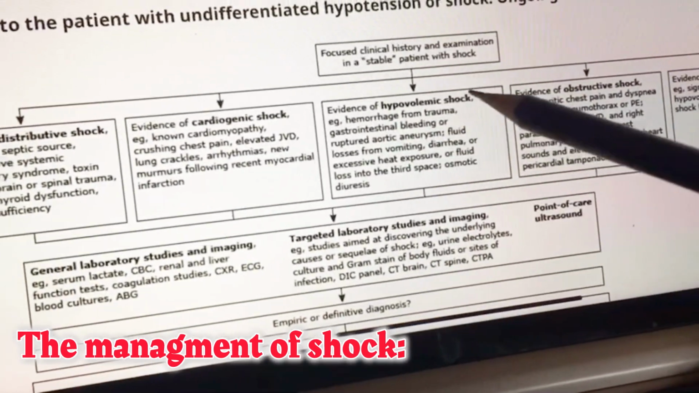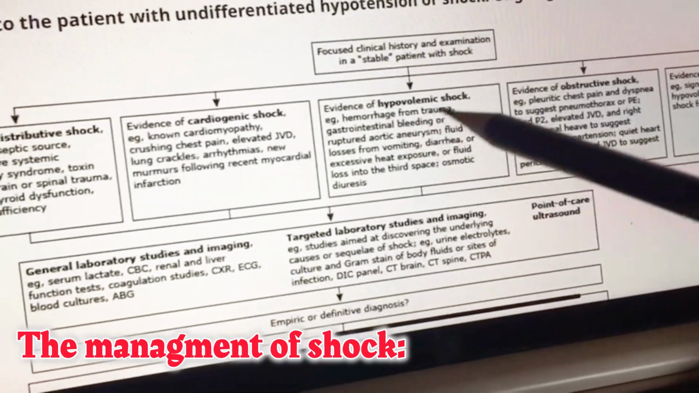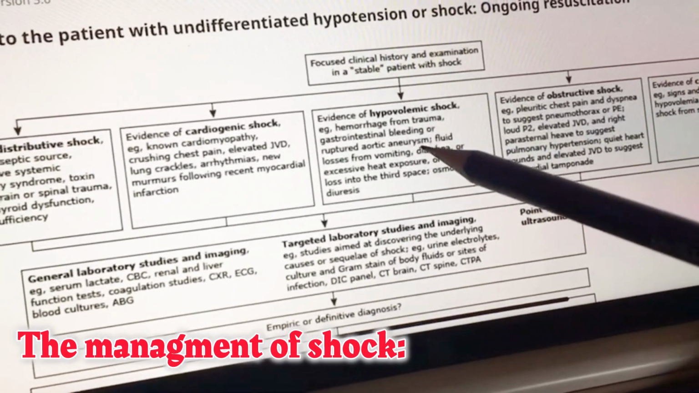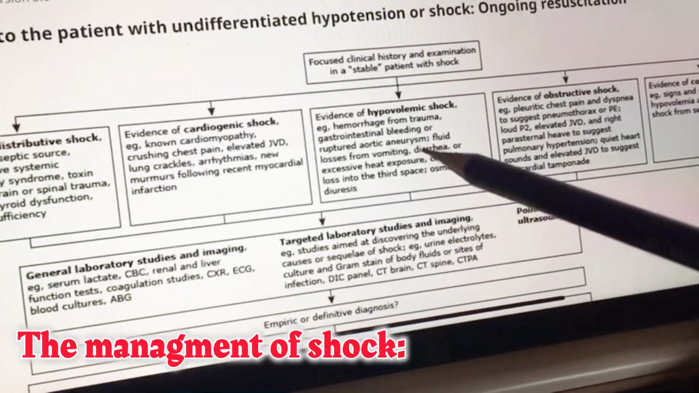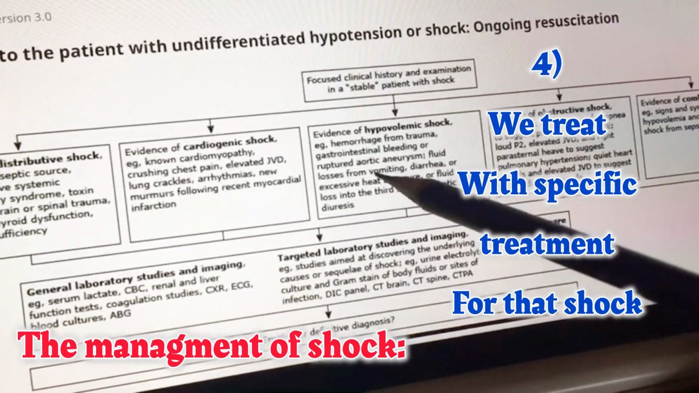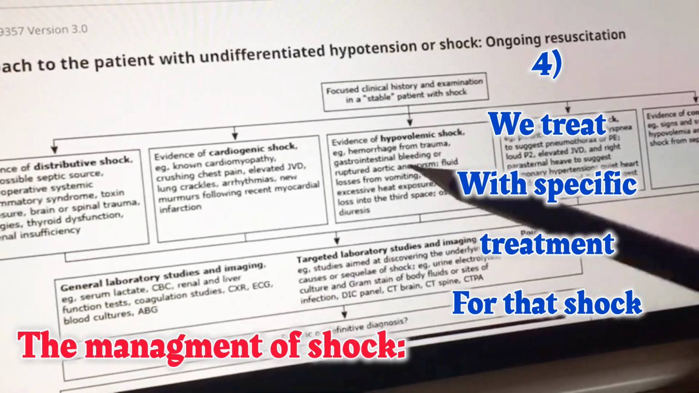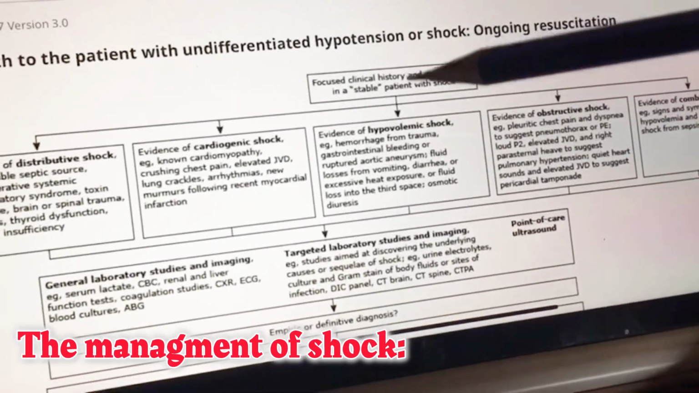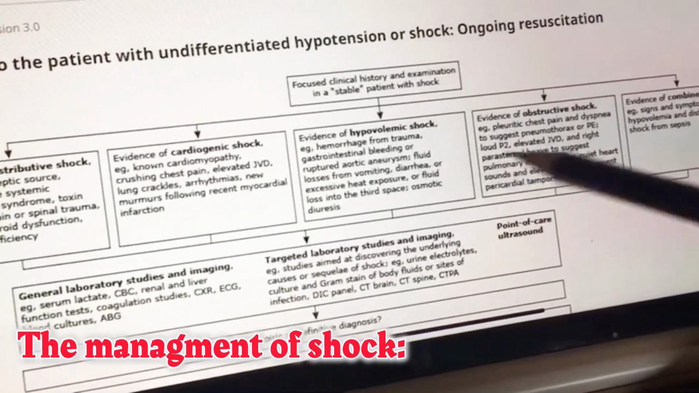So we look for evidence of hypovolemic shock, like, as we said, hemorrhage from trauma or GI bleeding, or a ruptured aortic aneurysm. Aneurysm is a balloon-like dilation in the wall of the aorta. Or maybe the patient is suffering from severe vomiting and diarrhea, and so on. So the patient might need only IV fluid resuscitation.